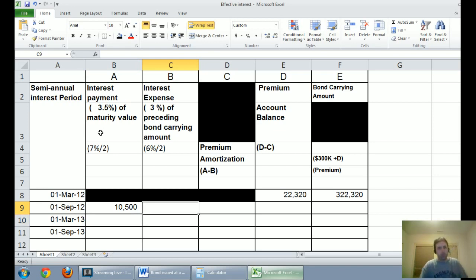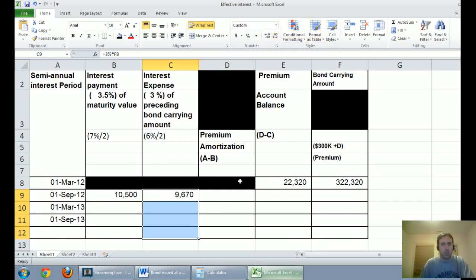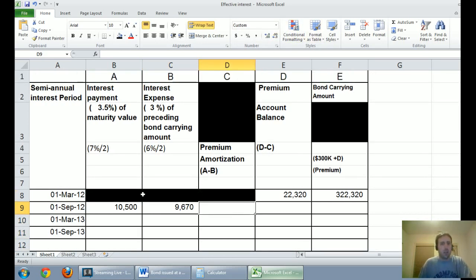Our interest expense, 3% of the preceding bond carrying amount, so I take 3% times the bond carrying amount from before, $322,320. That's what the preceding bond carrying amount means. Let's get rid of the decimals. Now it says A minus B, 10,500 minus 9,670. I noted it last video, I'll note it again. If you get a negative number, you have gone wrong. A minus B, 10,500 minus 9,670 is a positive 830. D minus C, 22,320 minus 830 gives us 21,490. Our bond carrying amount then is 300,000 plus D.